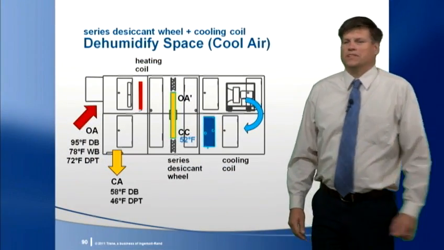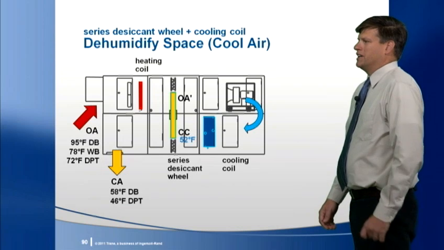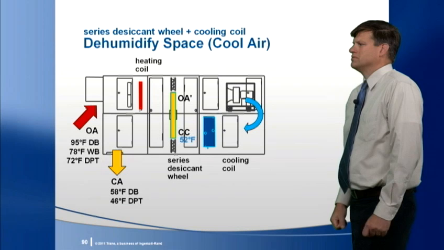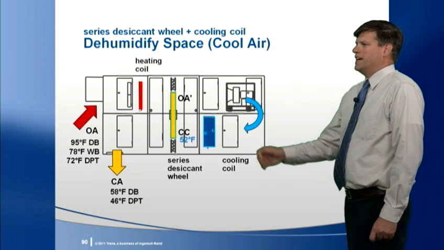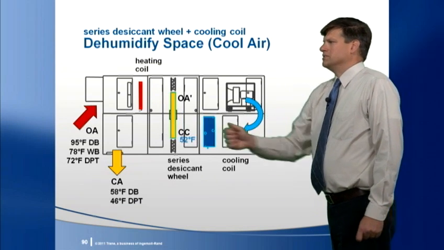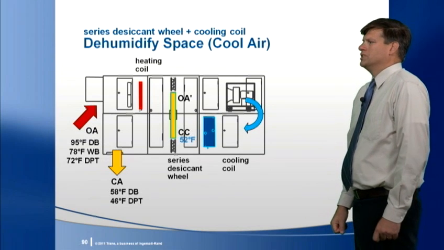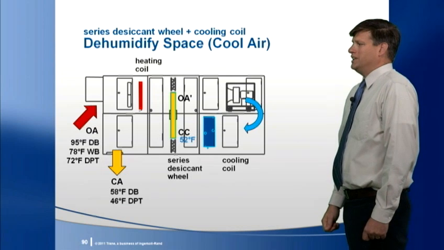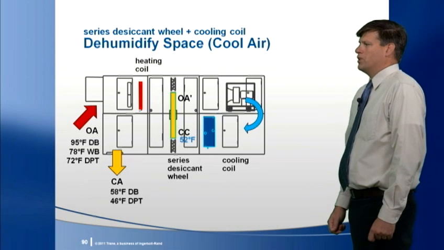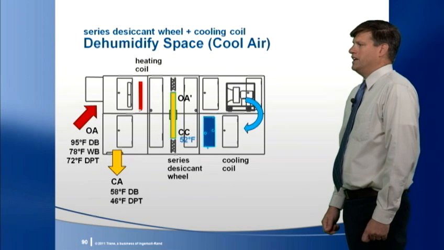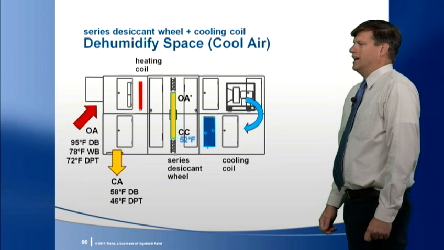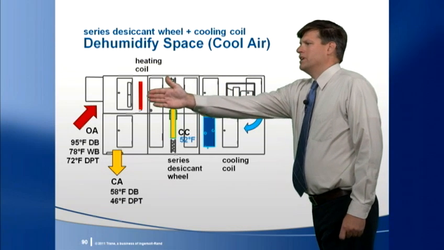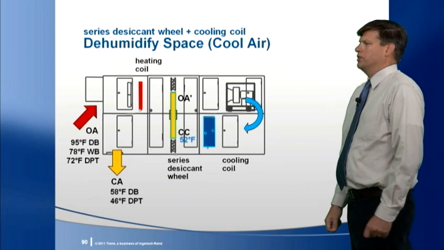For our example, the 45-degree chilled water can be used to obtain 52-degree air leaving the cooling coil. Then the air passes through the downstream side of the series desiccant wheel, where the water vapor is removed, drying the air to our 46-degree dew point. Sensible heat is released during the process of absorbing the water vapor, so the air is heated to 58 degrees dry bulb. As this desiccant wheel rotates, it's regenerated by the entering outdoor air upstream of the cooling coil.